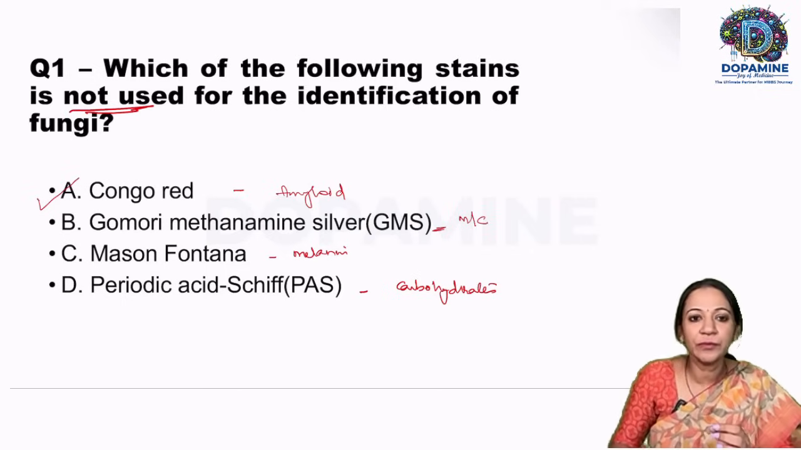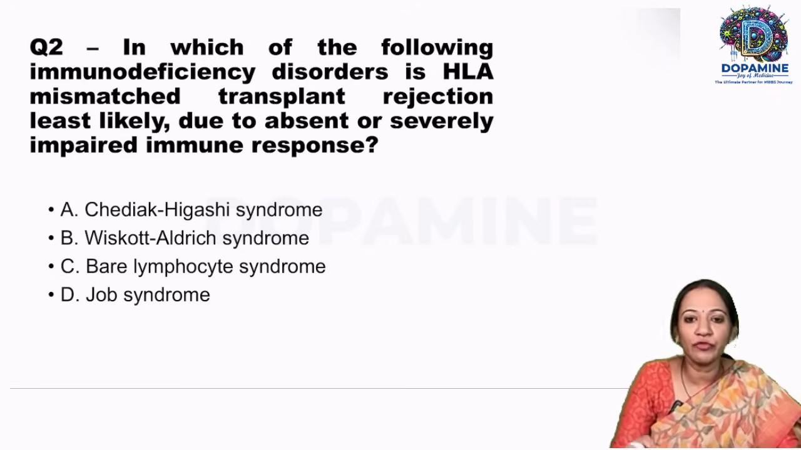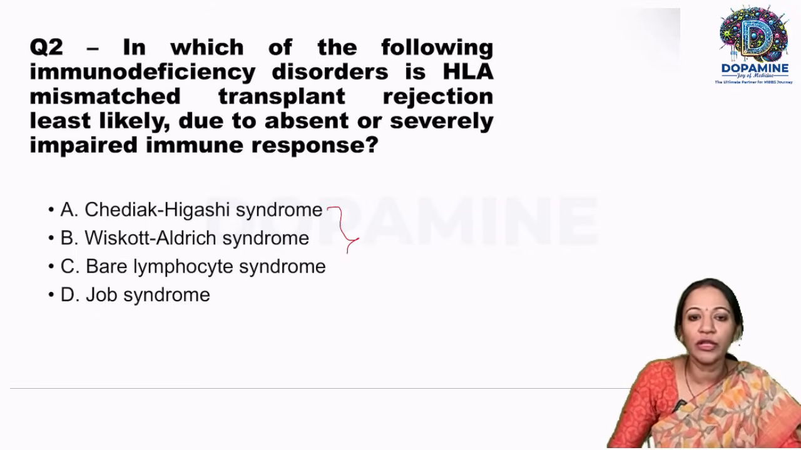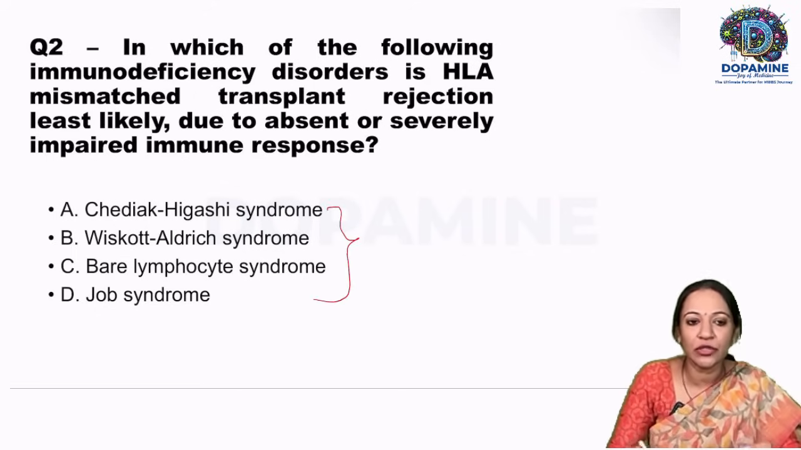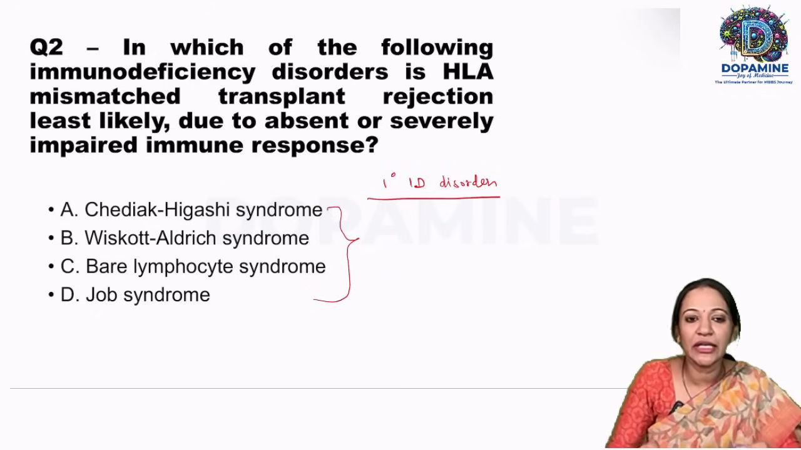So the next question. In which of the following immunodeficiency disorders is HLA mismatch transplant rejection least likely because of the absence or severely impaired immune response? So all the four given are immunodeficiency disorders. They are basically primary immunodeficiency disorders. So we will see one by one. We have Chediak-Higashi, Wiskott-Aldrich, Bare lymphocyte syndrome, and Job syndrome.